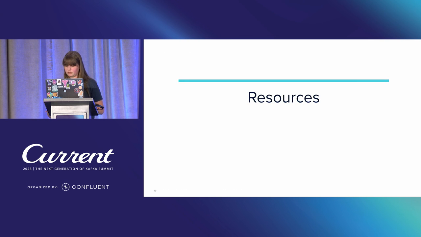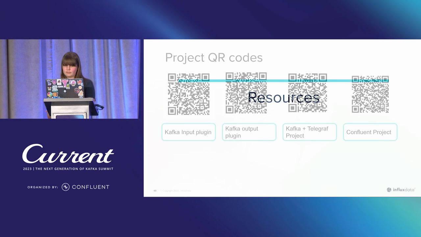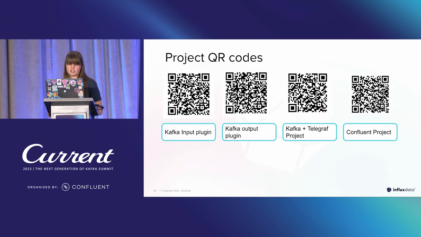So going into resources. These are the project QR codes. For example, that was the Kafka input plugin, the Kafka output plugin, the Kafka and Telegraf project, which was the big one I went through, and then the Confluent project, which was the one I just briefly mentioned. The blog does have all the code on GitHub available within it. It's just nice to have context.